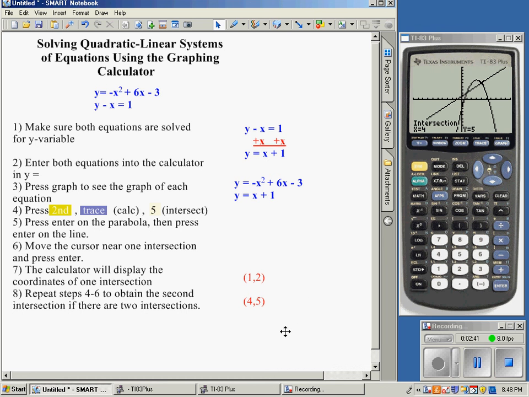Now we've found the coordinates of both intersections, and we have solved our system of equations, and we have two coordinate pairs, 1, 2 and 4, 5.